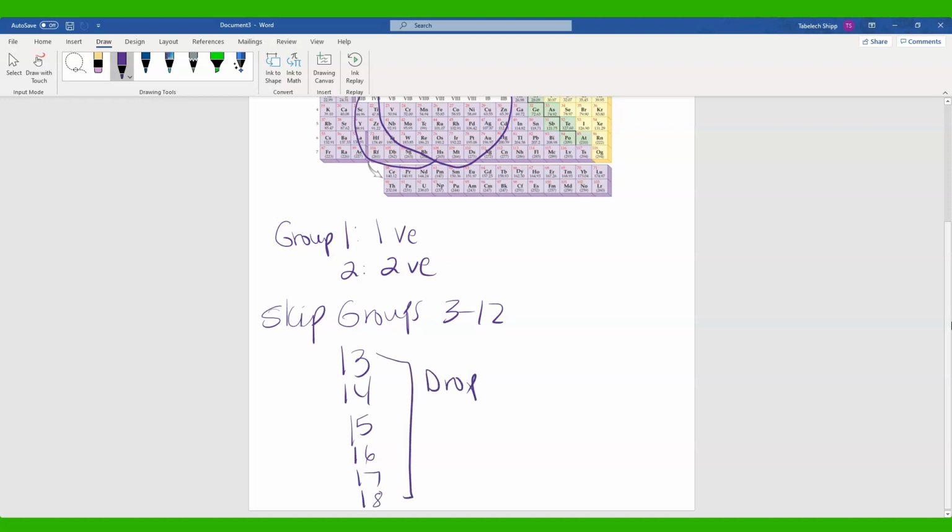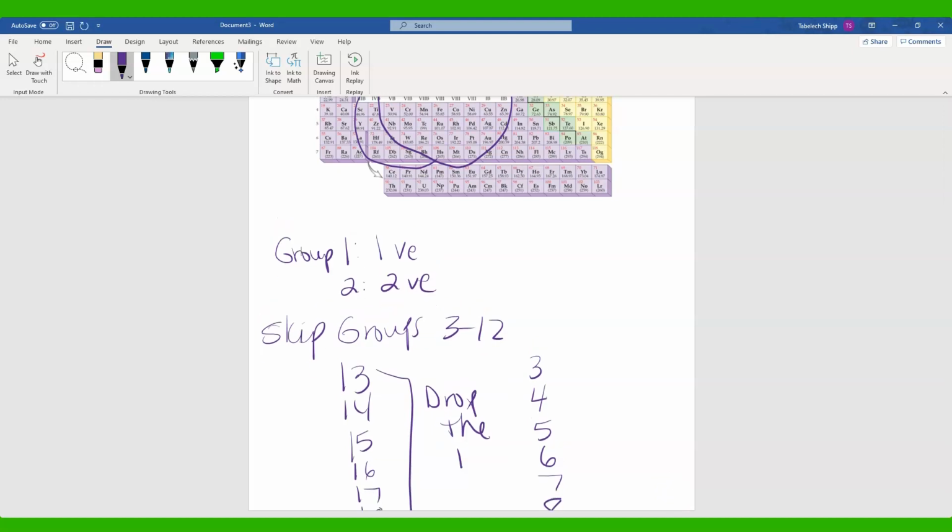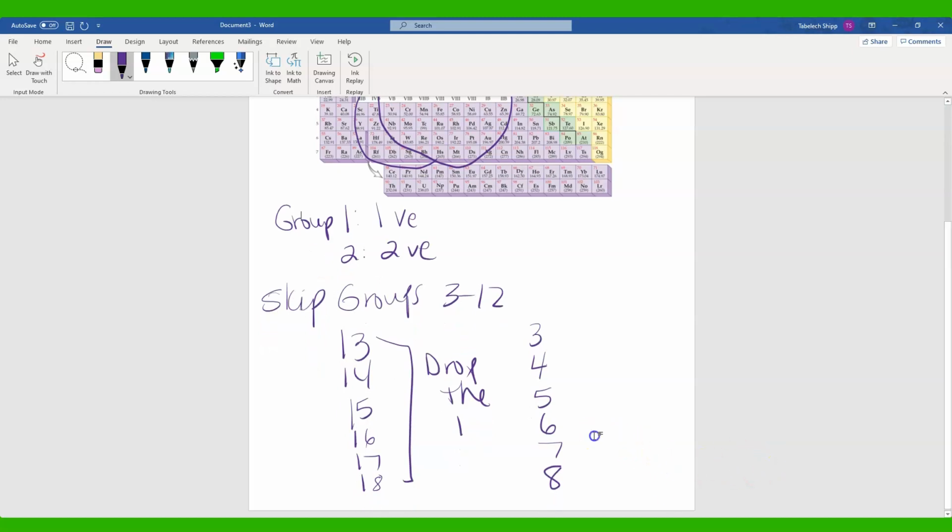You drop the 1, and then that tells you that all the elements in group 13 have 3 valence electrons, group 14 has 4, group 15 has 5, group 16 has 6, group 17 has 7, and group 18 has 8 valence electrons. Now you're probably saying, well, what does that mean? Like, how am I going to write that down? Valence electrons. So let me show you, okay? I'm going to give you a clear-cut example of how to draw those out.